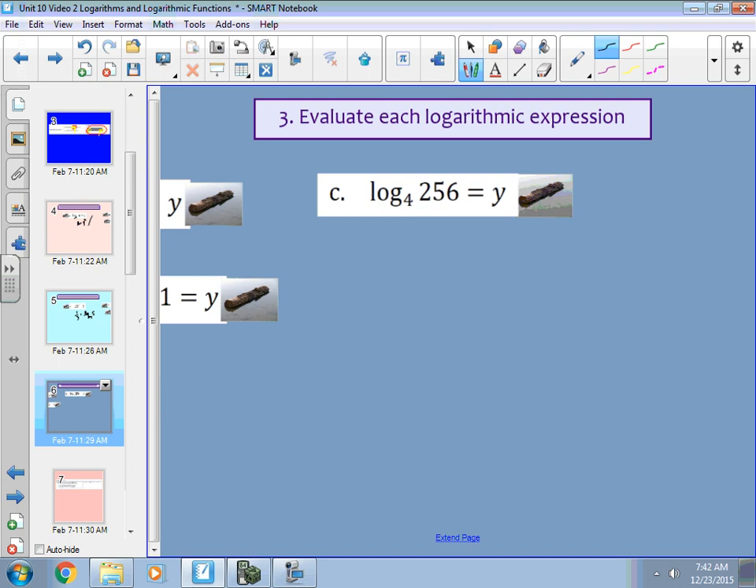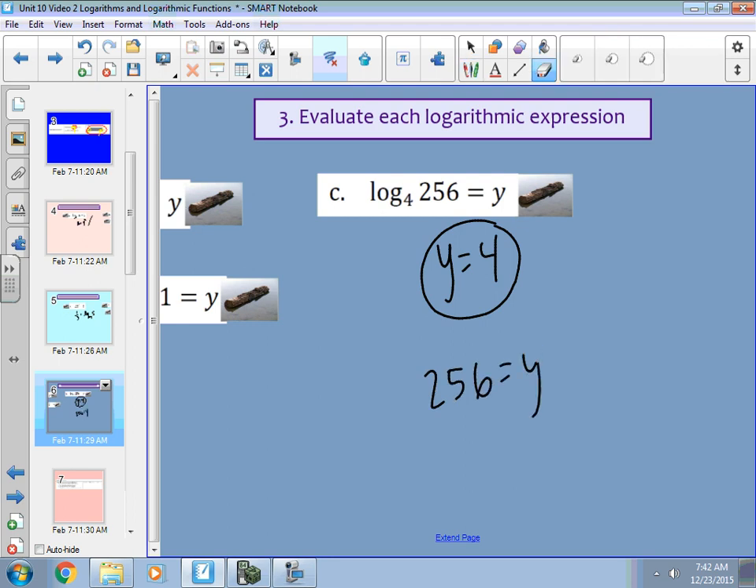All right, let's see if you did it correctly here. You should have also come up with an answer of 4 on this one. You can use your calculator to do it. If you change it to exponential form, you get that 256 equals 4 to what power of y here? And if you keep trying, eventually you figure out 4 to the 4th power is the same as 256. So the answer is 4.